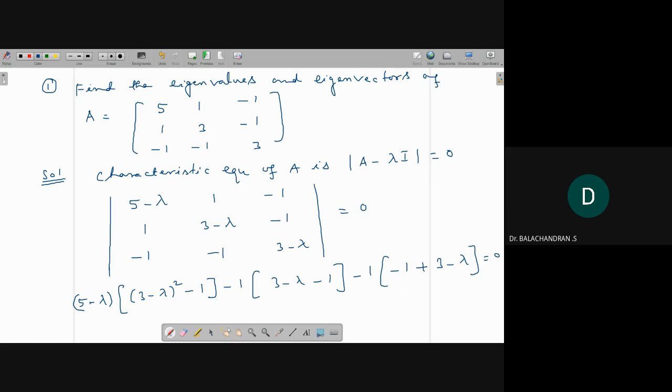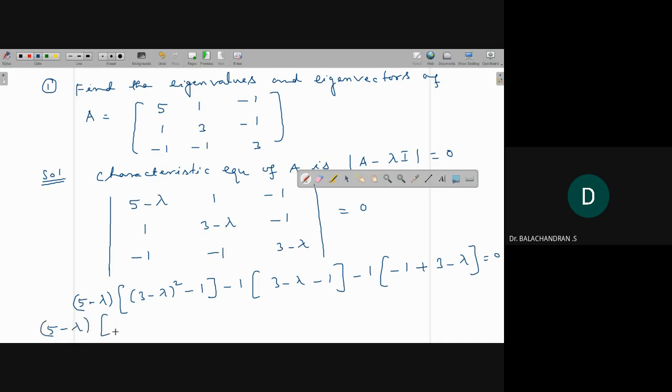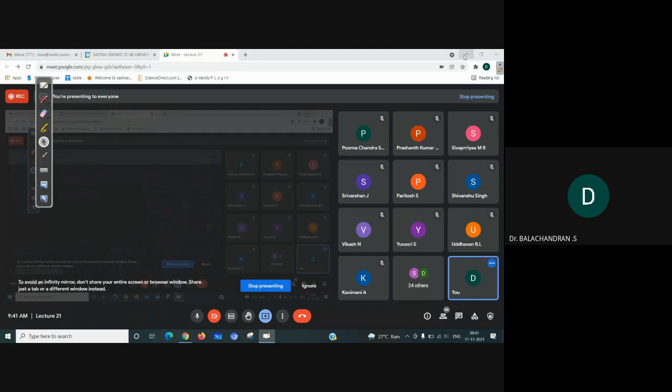So in the next step, 5 minus lambda. If we expand this, we'll get what? 9 plus lambda square minus 6 lambda. Yes, minus 6 lambda.